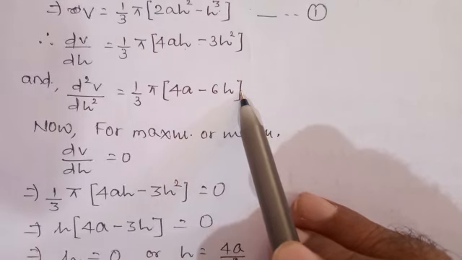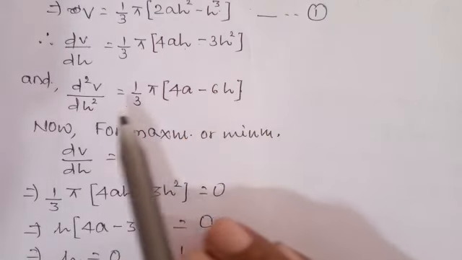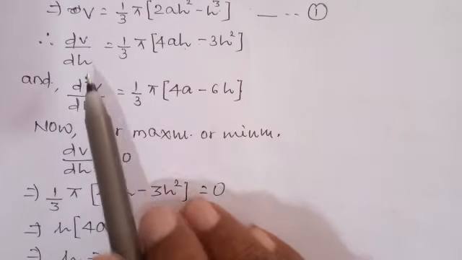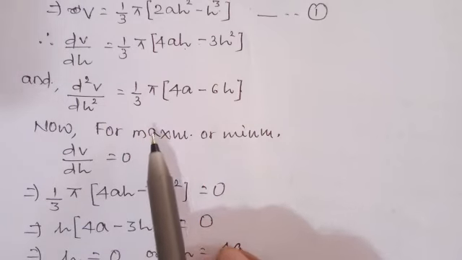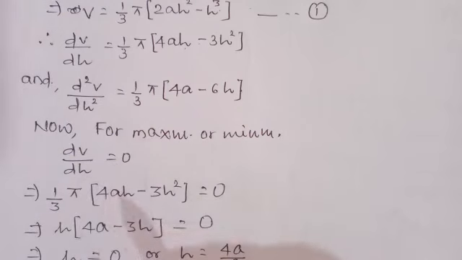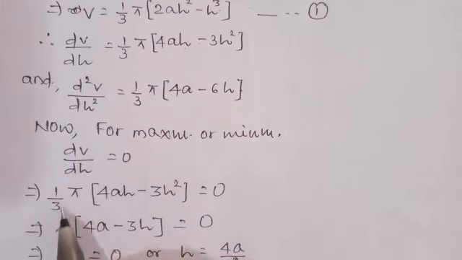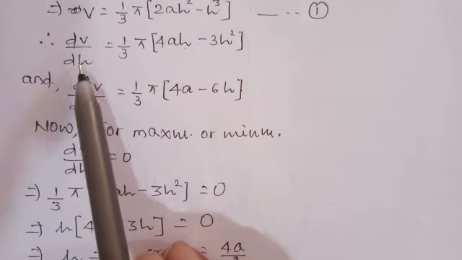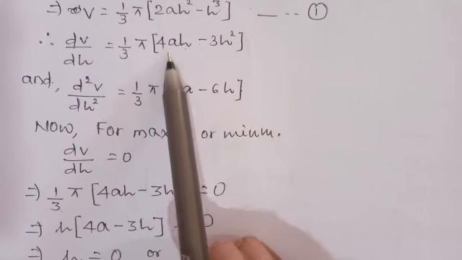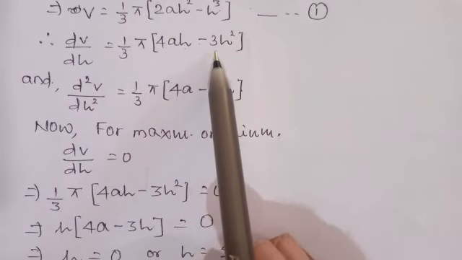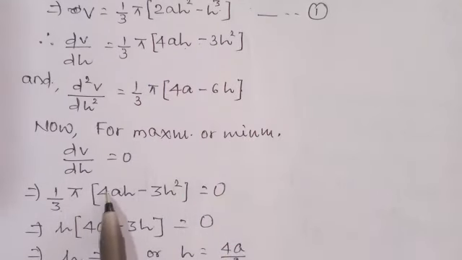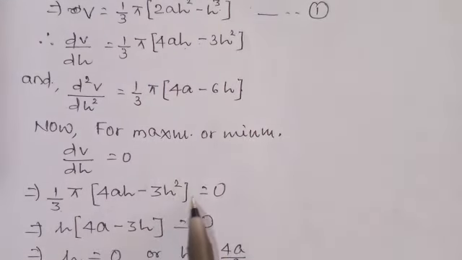So further we know, for maximum or minimum value, dv by dh should equal 0. It means we have obtained the value of dv by dh, that is 1 by 3 pi, 4ah minus 3h square. Put this value here: 1 by 3 pi, 4ah minus 3h square equal to 0.